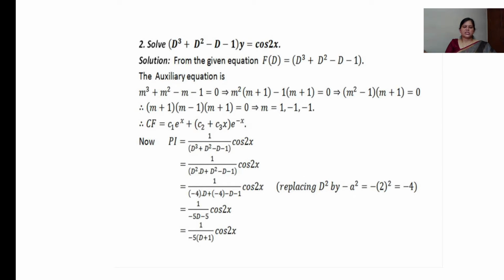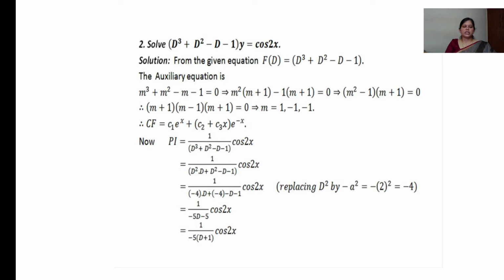So if you compare the first and second, what will happen? We have to use the first case, that means the roots are real and distinct. But if you take the first value separately, and the second and third values together, we can use case 2 for that. That's why we are using case 1 as well as case 2 of the complementary function. So we'll get the complementary function as c1 into e to the power x plus c2 plus c3 into x into e to the power minus x. So the complementary function we got is like this.